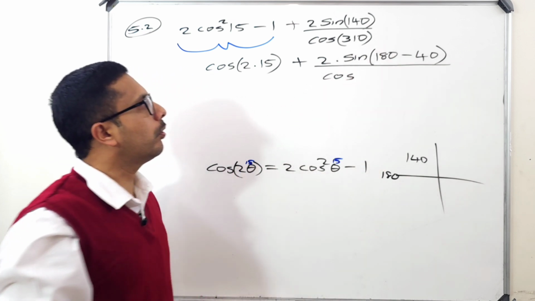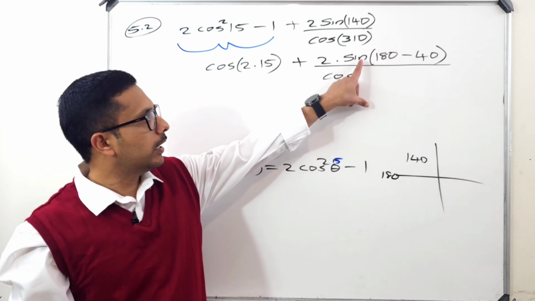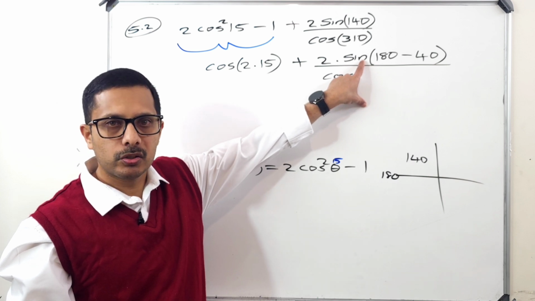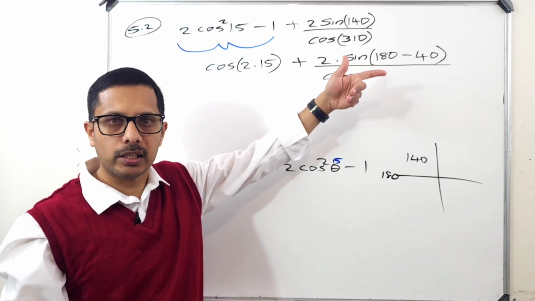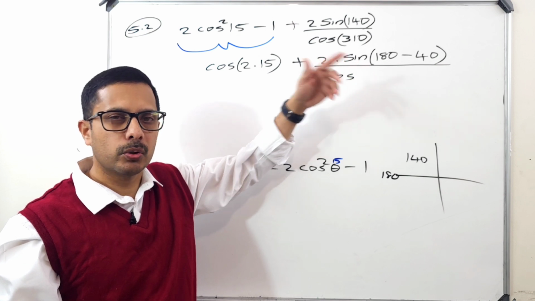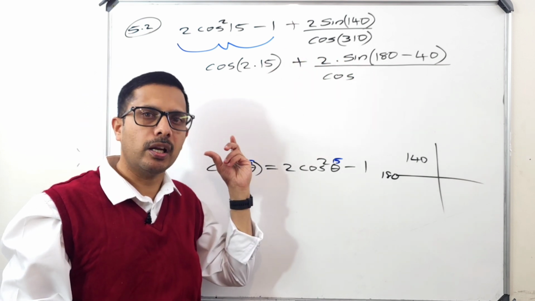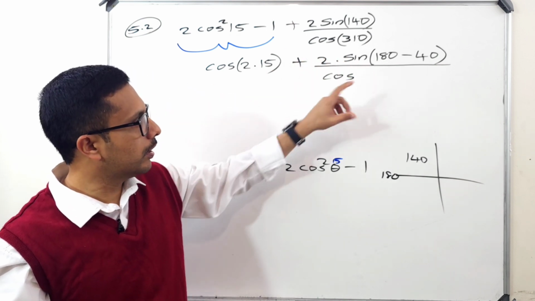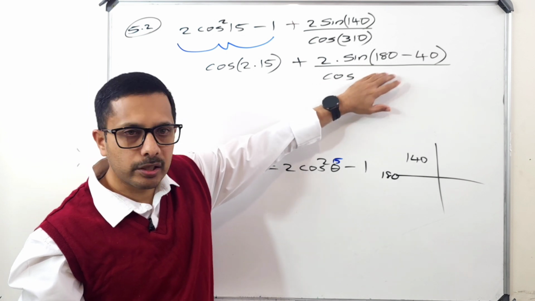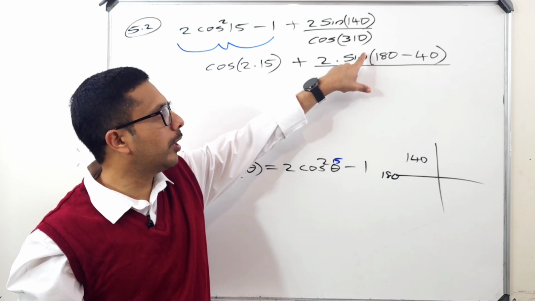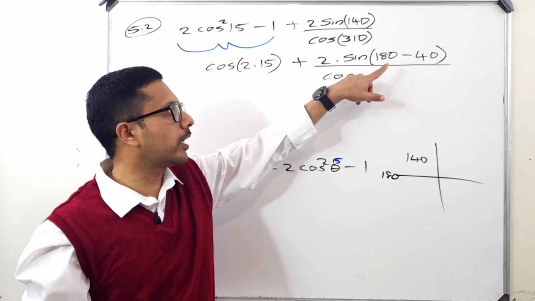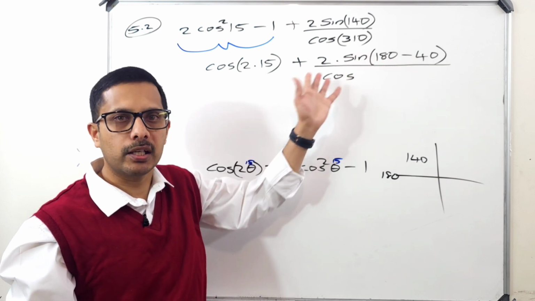310. So now look at this one. Here it is sine. So if I get a sine here also, maybe I can cancel that one. I'm thinking like that. If I get a sine here in the denominator also, you can cancel sine and sine, if the angles are the same.